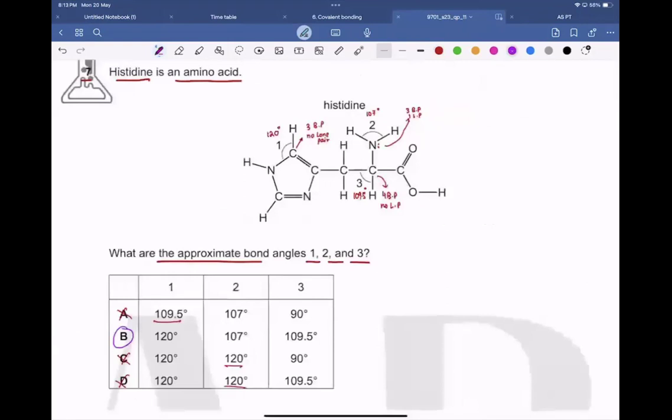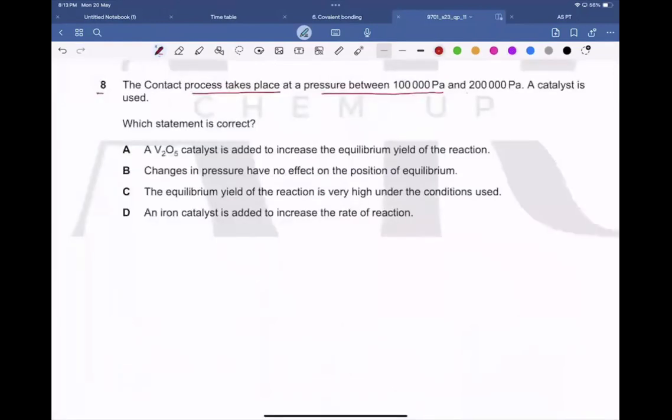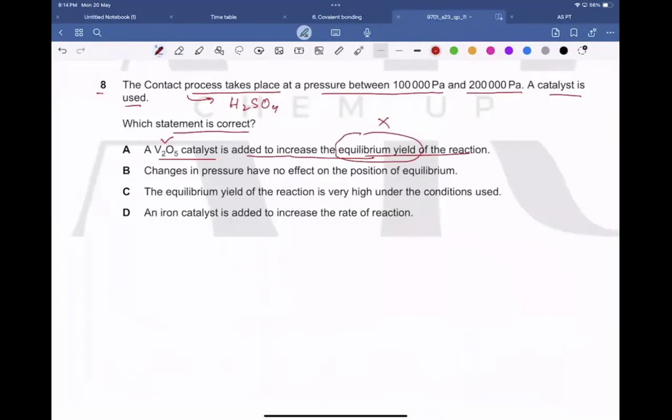Now, question number 8. The contact process takes place at a pressure between 100,000 pascals and 200,000 pascals. A catalyst is used. Which statement is correct? A: V2O5 catalyst is added to increase the equilibrium yield of the reaction. The contact process is used to make sulfuric acid, and V2O5 is used, but it is to increase the rate, not the equilibrium yield. So this statement is wrong because the catalyst is added to increase the rate. So A is wrong.